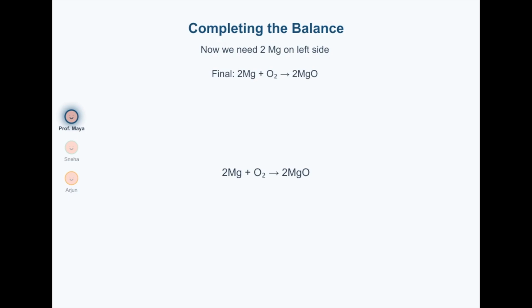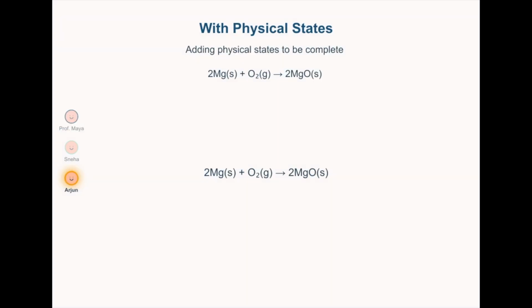Now we have 2 Mg on the right, so we need 2 Mg on the left. Final balanced equation: 2Mg plus O2 gives 2MgO. Perfect balance. Adding physical states to be complete: 2Mg solid plus O2 gas gives 2MgO solid. Now it's a fully informative chemical equation.